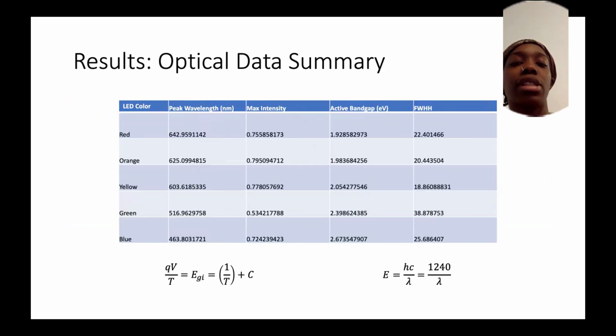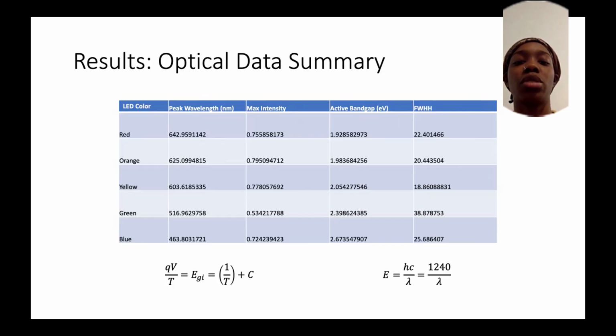This table summarizes the optical results. The peak wavelength is taken from the maximum of each emission spectrum, and the active band gap was calculated using E equals 1,240 over lambda, or E equals hc over lambda. These values follow the expected trend. The red LED had the longest peak wavelength and the smallest active band gap. The blue LED has the shortest peak wavelength and the largest active band gap.